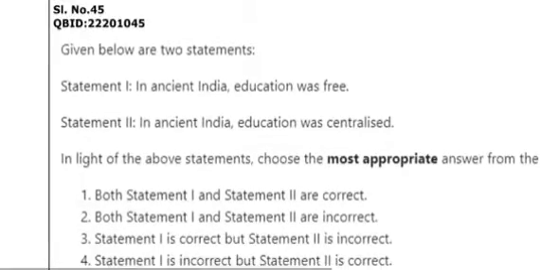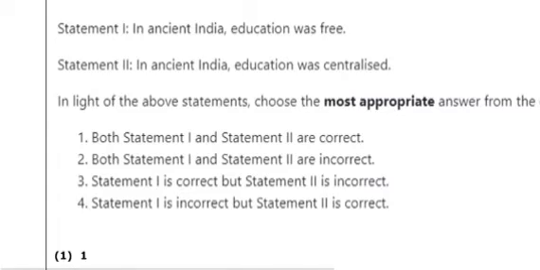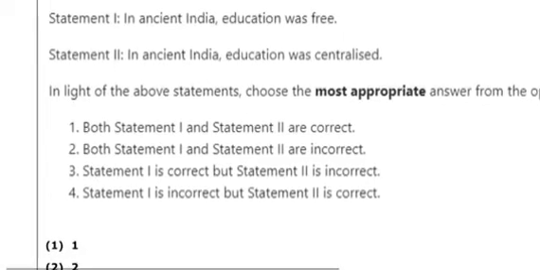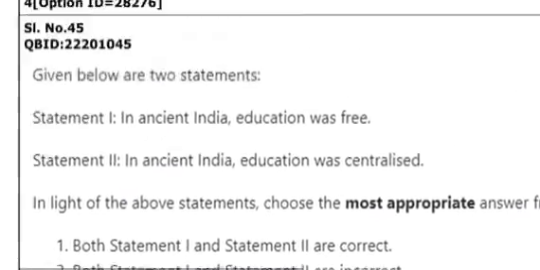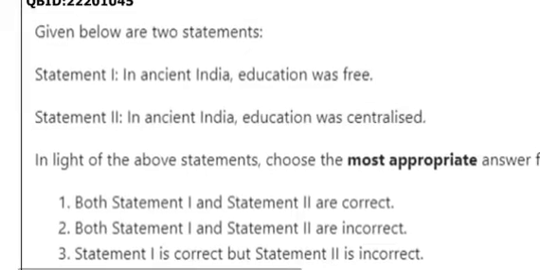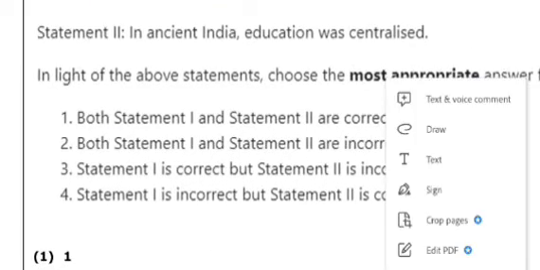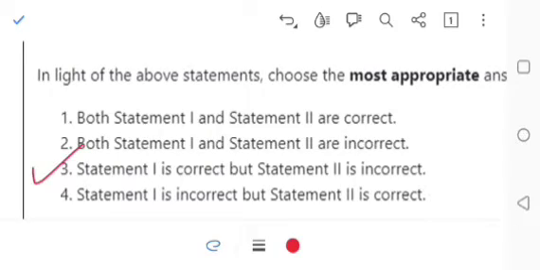Then 45, given below are two statements. Statement 1 is saying in ancient India education was free. Statement 2, in ancient India education was centralized. Now these are the options. We have to choose the most appropriate one. You can read it. 45, correct option is statement 1 is correct, but statement 2 is incorrect.